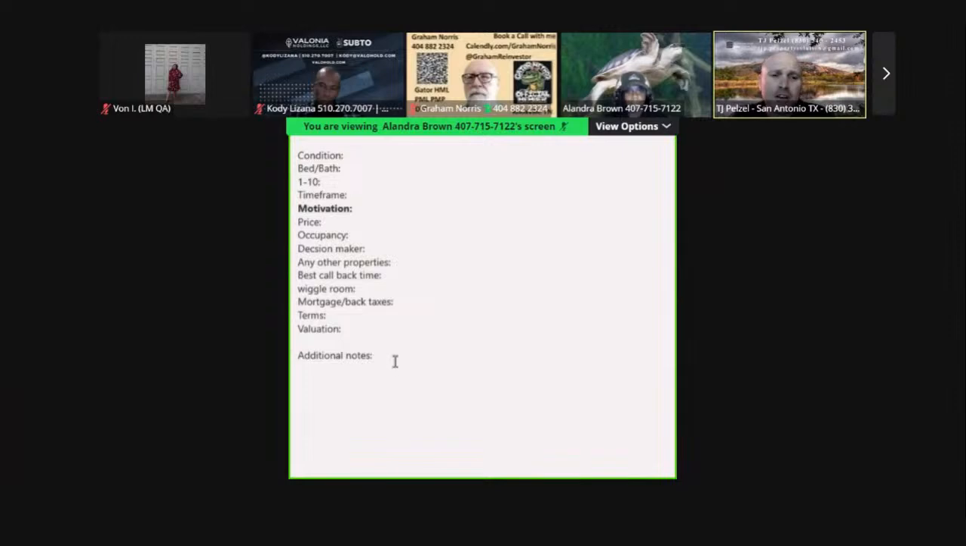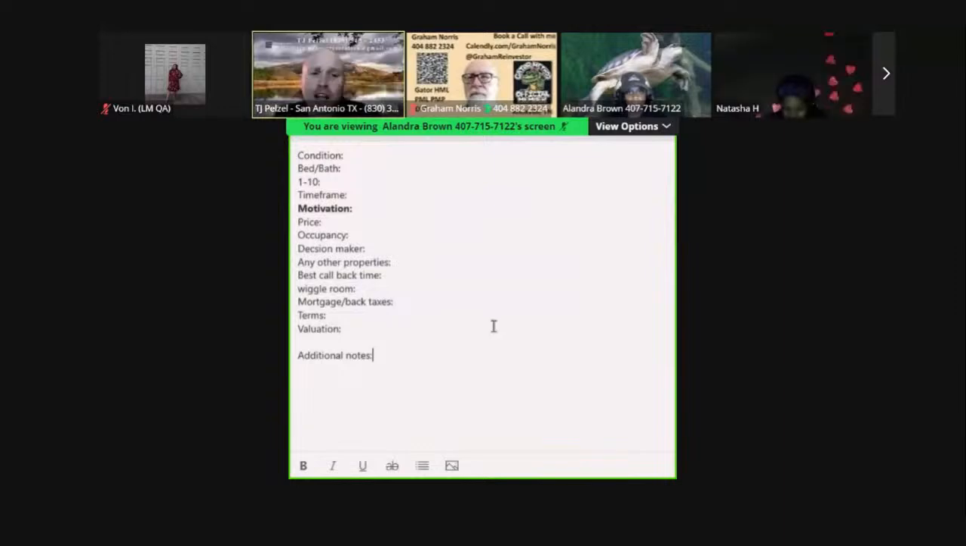Fantastic. I was curious, Alandra, when you're filling in some of these blanks, is there any good shorthand to use to make it a little bit quicker? For example, when you're putting in other properties, is there shorthand terminology you can use so you're not sitting there typing a long phrase out about something? Is there anything you can think of to make the process a little bit faster, like on motivation for sure?